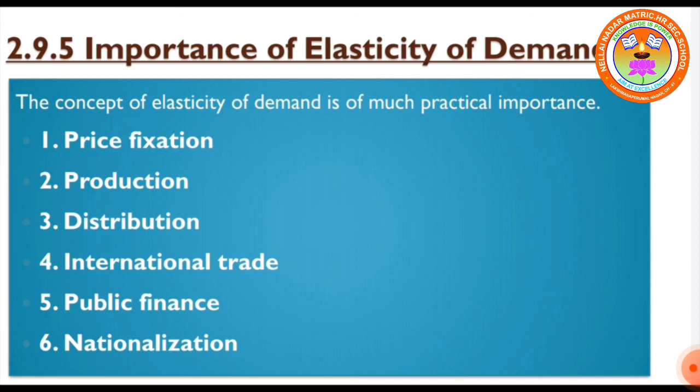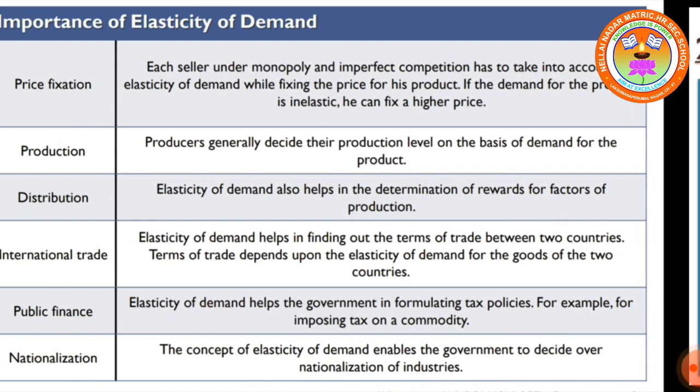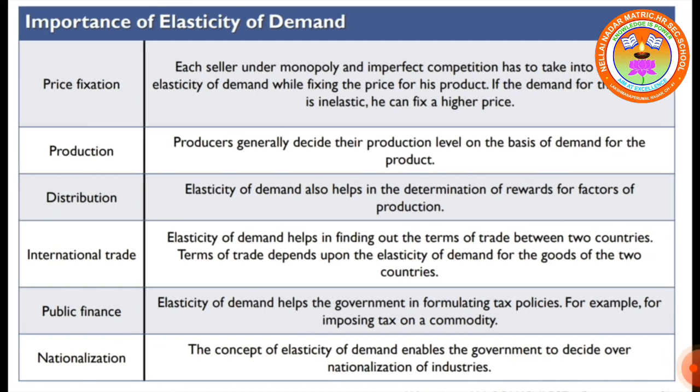Sellers under monopoly and imperfect competition have to take into account the elasticity of demand while fixing the price for the product. If the demand for the product is inelastic, he can fix a higher price. Production means the producers generally decide the production level on the basis of the demand for the product.